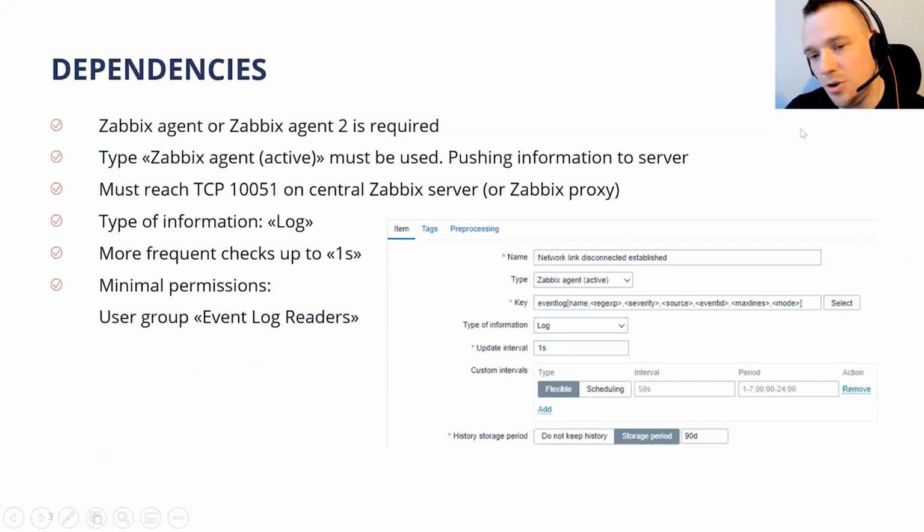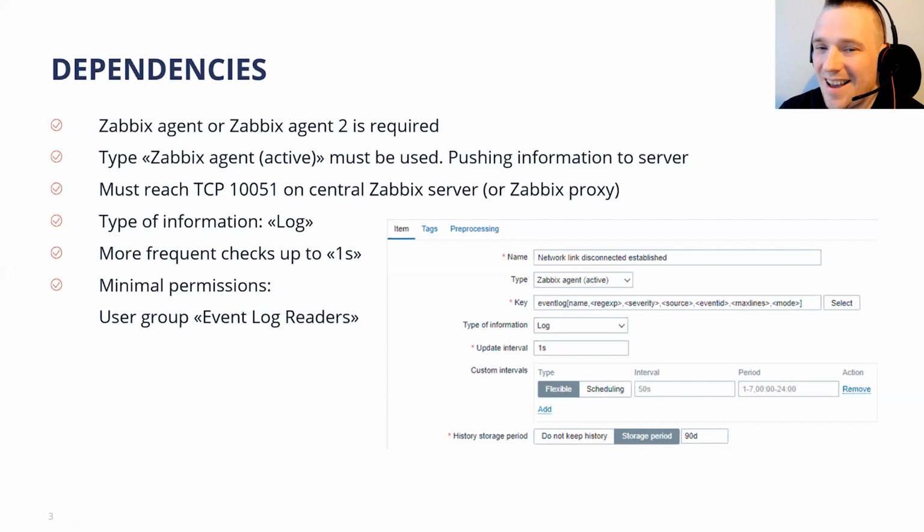In order to use Eventlog, we have to have Zabbix Agent 1 or Zabbix Agent 2. Both will work quite well. Active checks is a must. Here in the screenshot, we see the type Zabbix agent active, which means pushing information to the server.